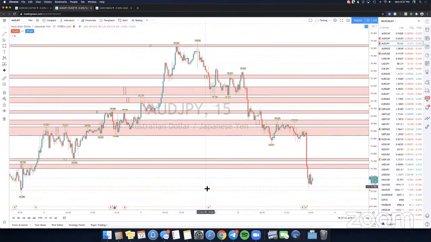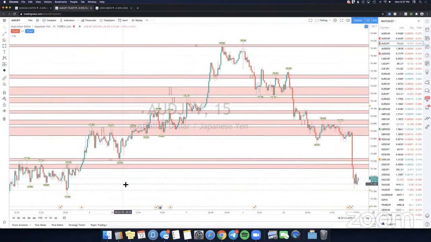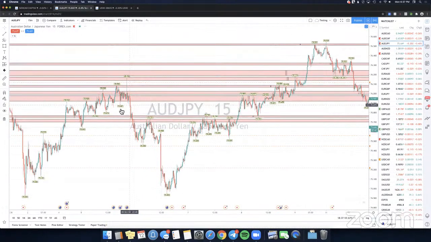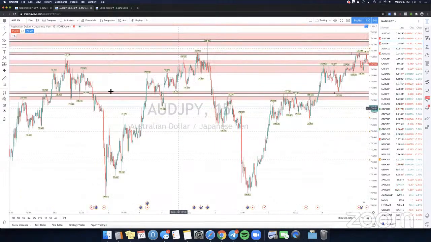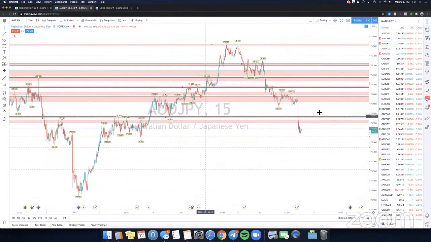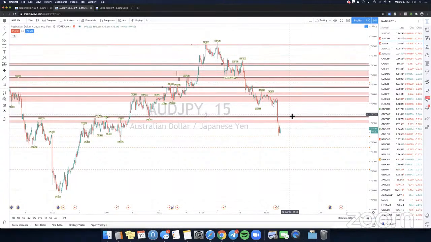But yeah, see, look, check it out. That's the 15-minute right there. You can see that the zones are actually good zones, but like I mentioned, there's going to be a lot more noise on the lower time frame versus being on the 4 hour or some other time frame.